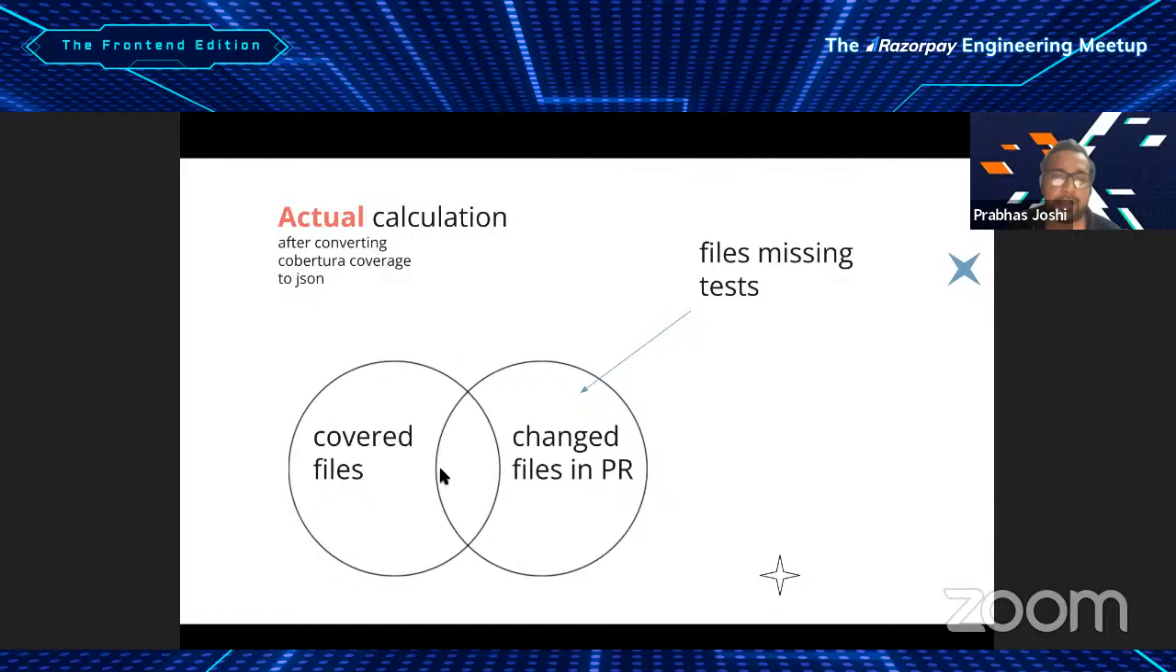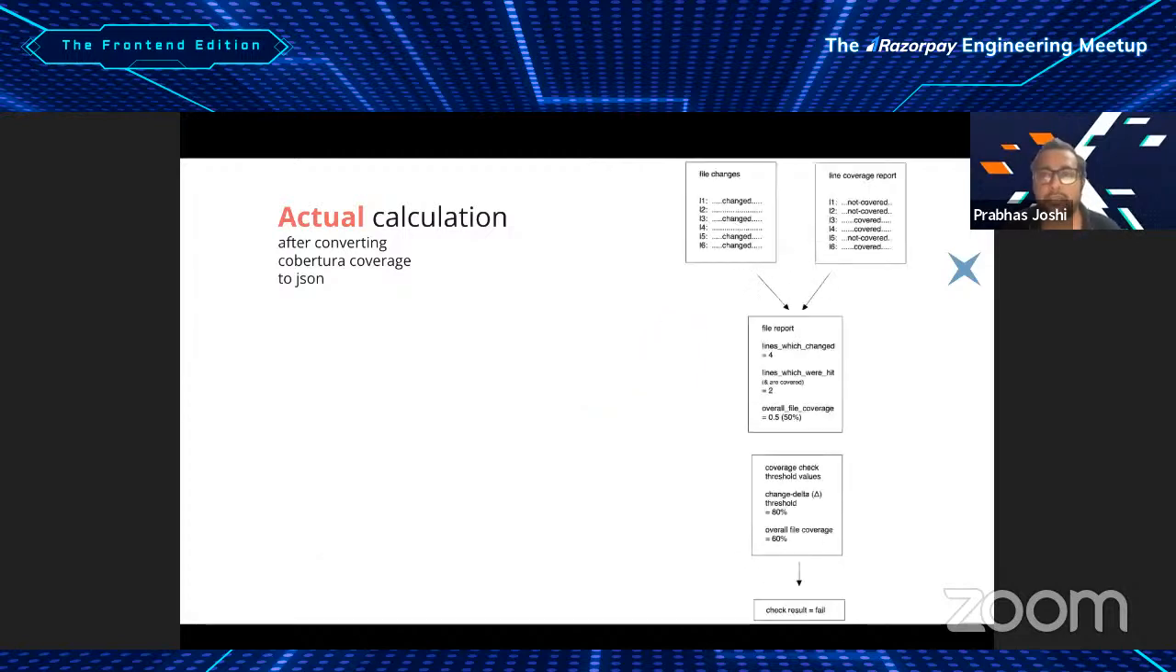So in the center are the files that we changed that are covered by tests, but this part on the right which is remaining is the files that were missed, right? That's what we want. This is a simplified view of the calculation. If we try to see the calculation in more of a flowchart way, imagine that these are the file changes, right?